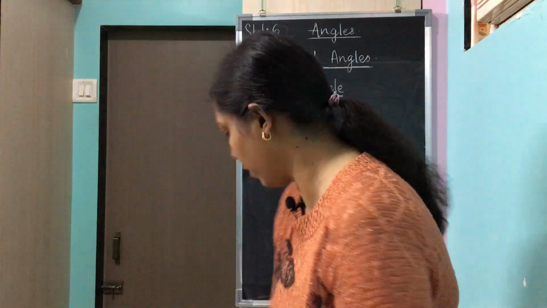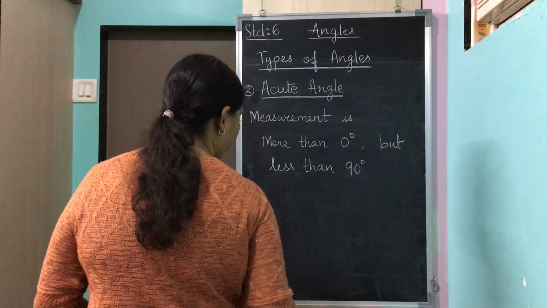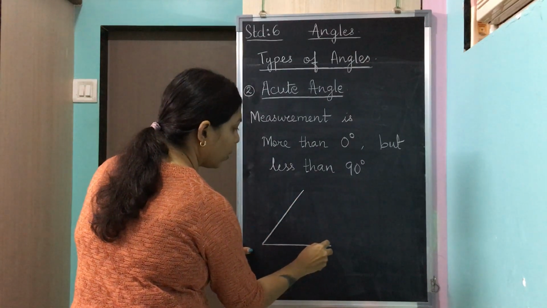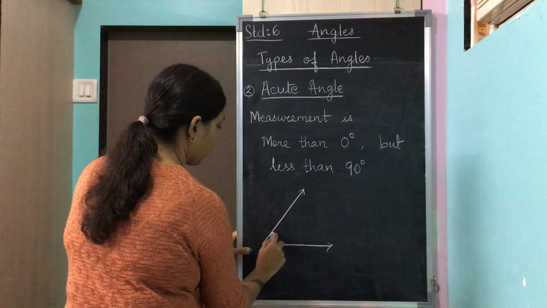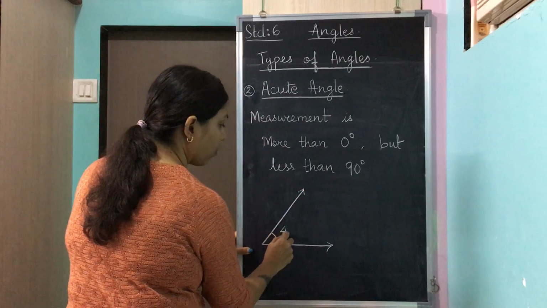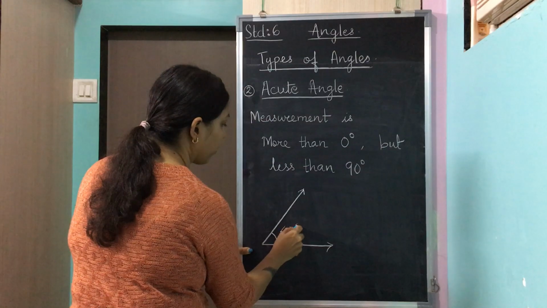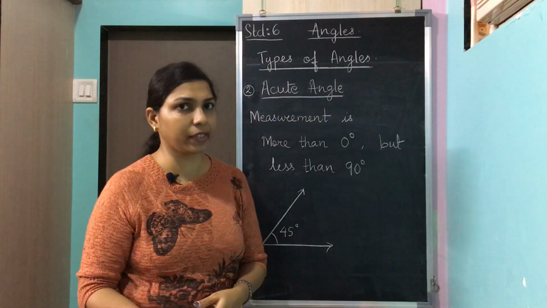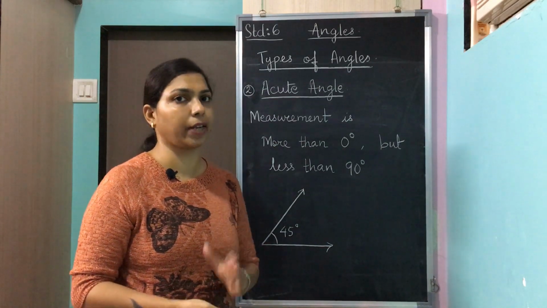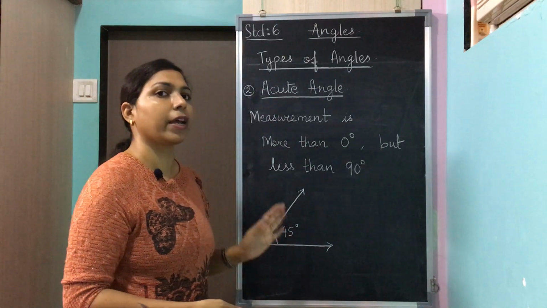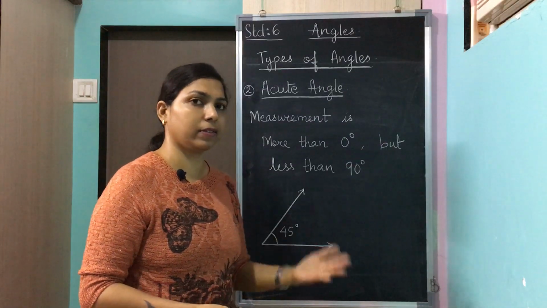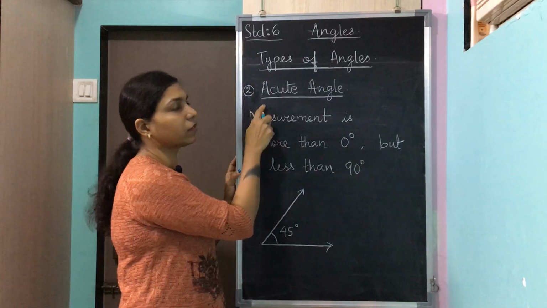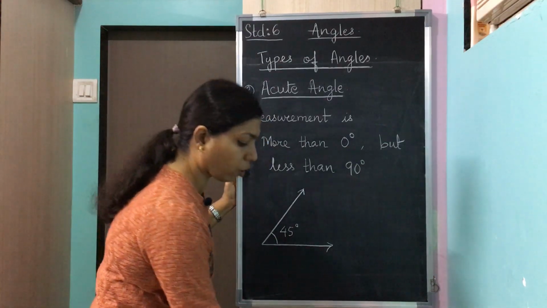Okay, let me give you one drawing over here. So your acute angle will be drawn something like this. Say for example, the measurement of this angle is 45 degrees. Now your 45 degrees is definitely more than 0 degrees, but it is less than 90 degrees. So this angle is more in size than a zero angle, but less in size than a right angle. So such an angle is called an acute angle. Please copy this down, students.